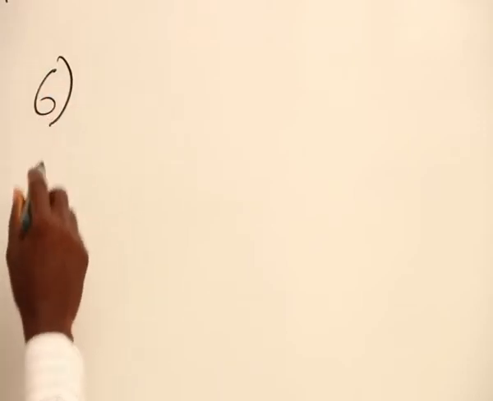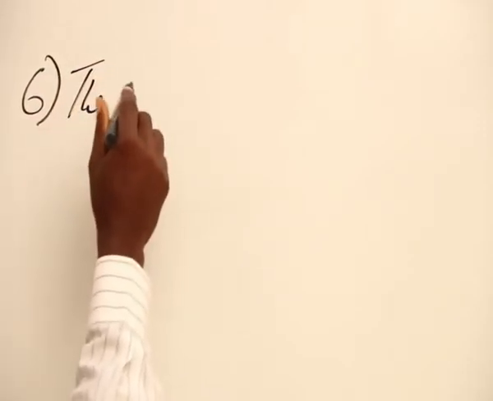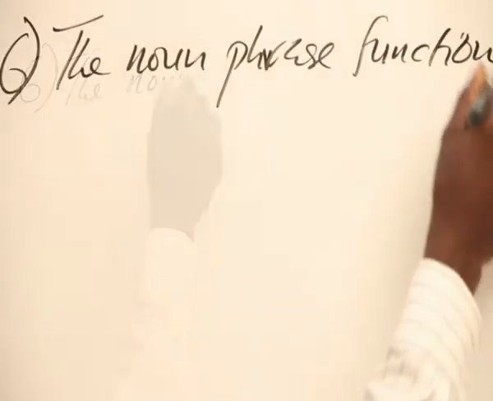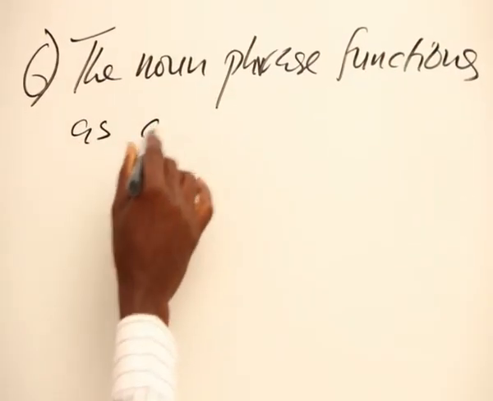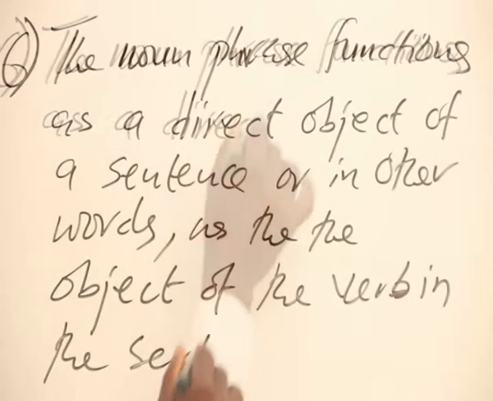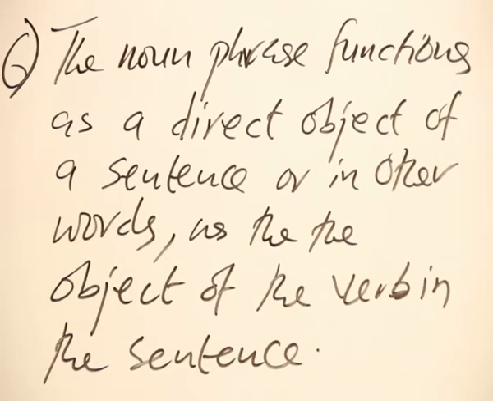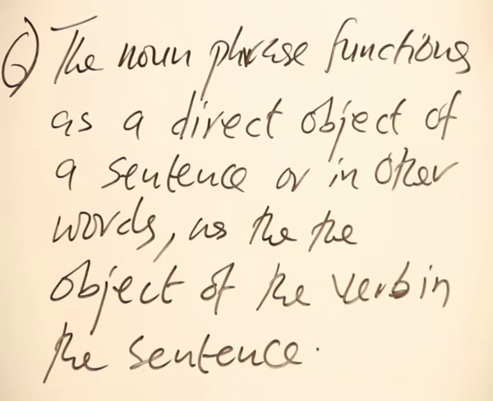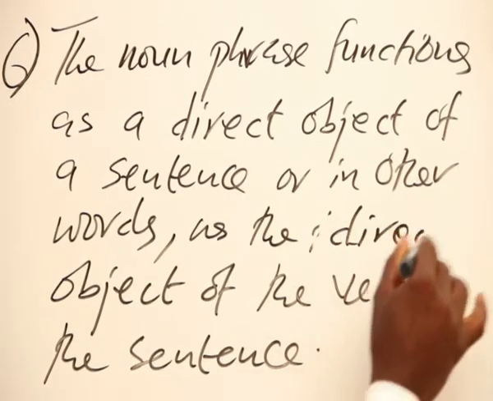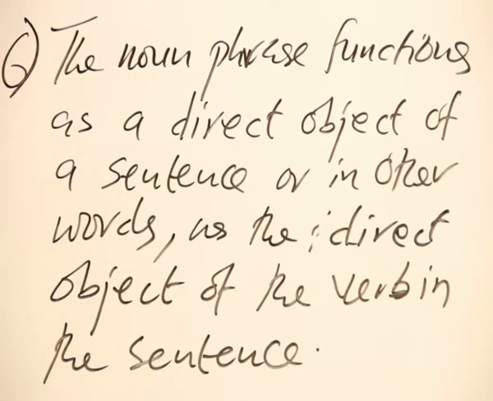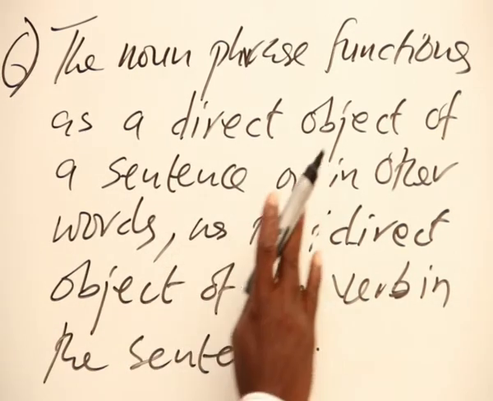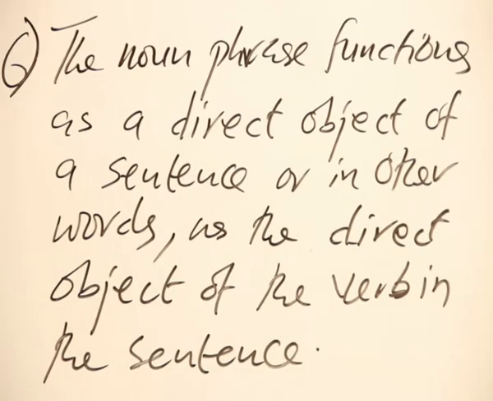Now we'll take the sixth function of the noun phrase. Now, the noun phrase functions as a direct object of the sentence, or in other words, as the direct object of the verb in the sentence. Now, this is almost the same thing as function number 2.